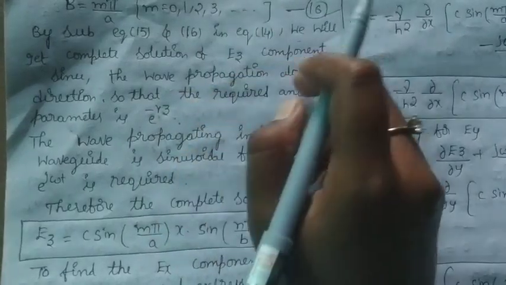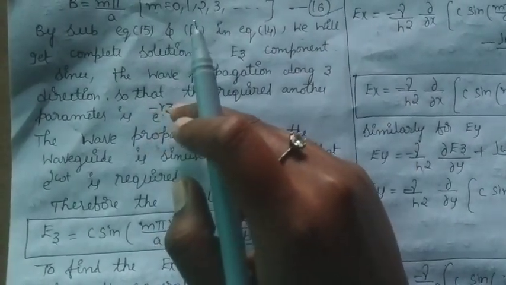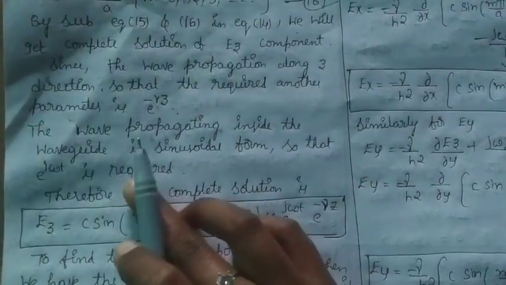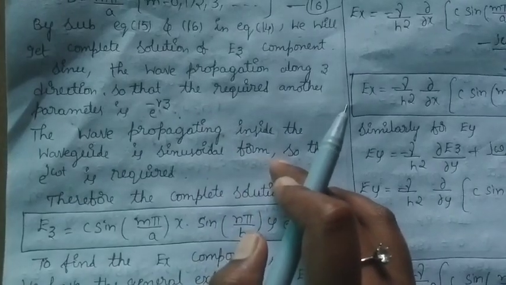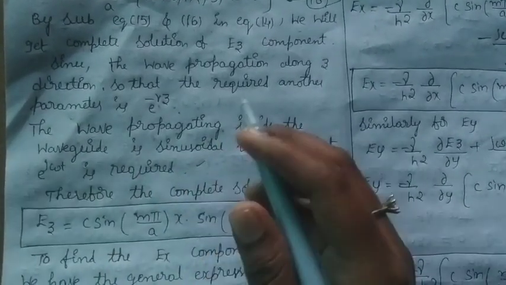Since the wave propagates along the z direction, another required parameter is e power minus gamma z. The wave propagating inside the waveguide is in sinusoidal form, so e power j omega t is required.